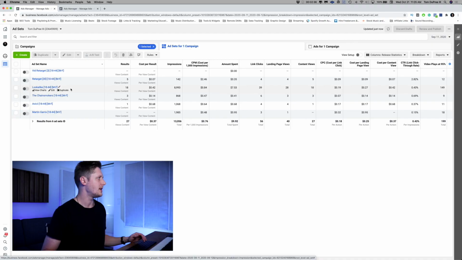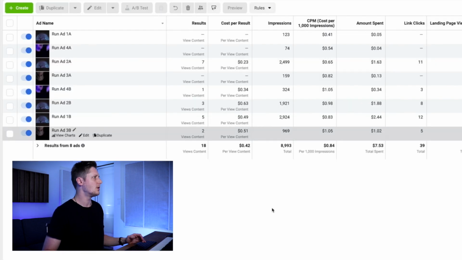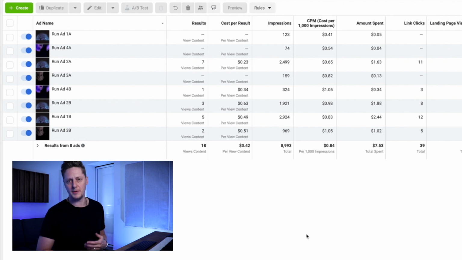So let's go to the audience that did the best on opening day. That was my lookalike audience. We'll click through here and we'll go to the ads. As you can see, this one, while not the lowest by far, was 42 cents, but it got the most amount of results. So going into here in the ads, here's our big problem.